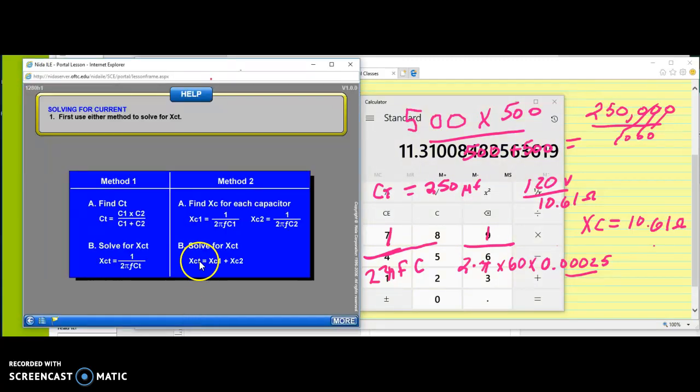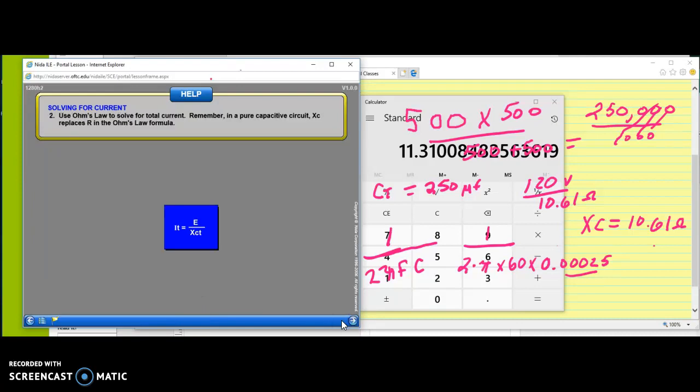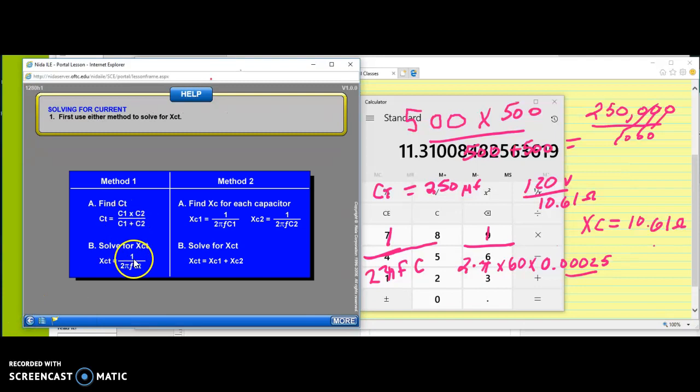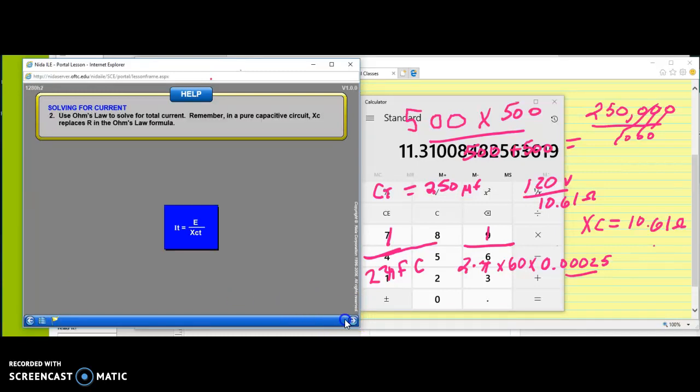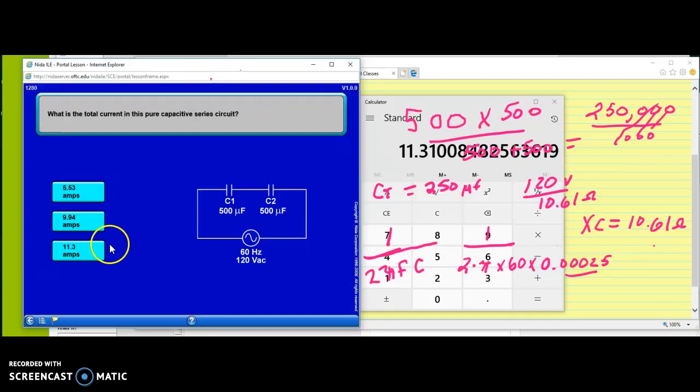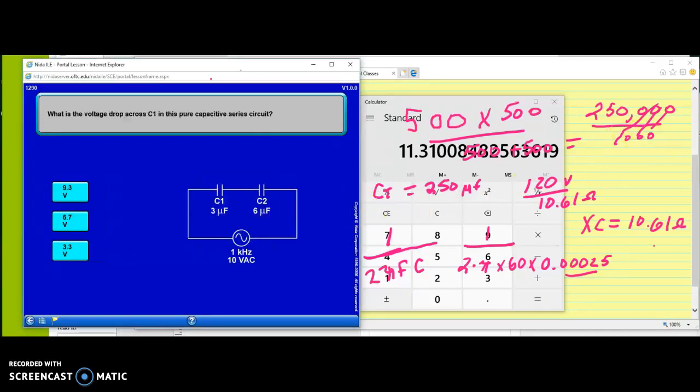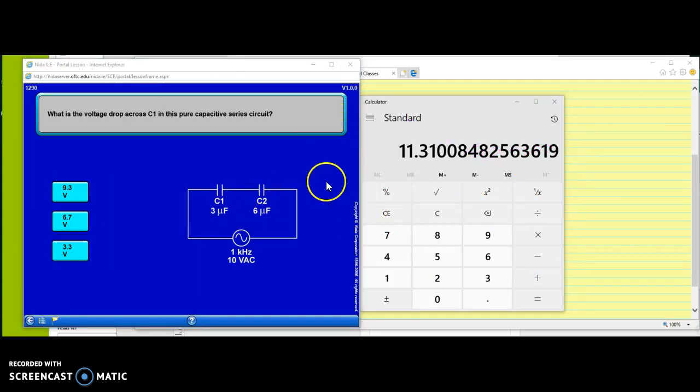And if you'd had questions, this would have told you kind of a step-by-step for each one of those. And you see it uses pretty much the same way we did. It solved for C total, then it solved for X of C total, and then we divided that into the voltage and we got our current. So same answer, 11.3, and as we see, that is the correct answer. So let's clean the slate. Let's move to the next opportunity here.